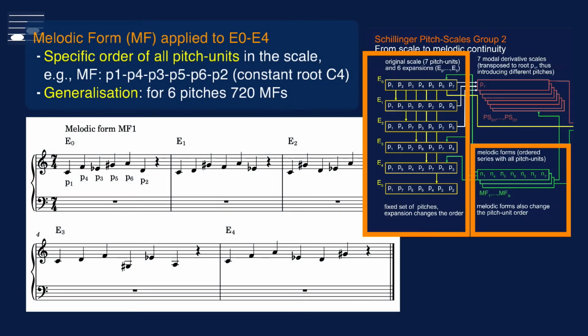Let's turn this basic material into a melodic continuity example. You've seen the application of a single melodic form to all expansions before. From a total set of 720 options, we select the ordered pitch series P1, 4, 3, 5, 6, 2. Again, I adjust octave positions in order to improve the melodic quality.